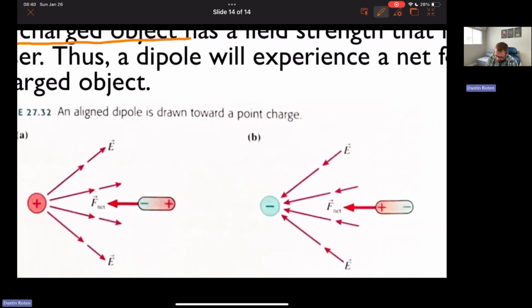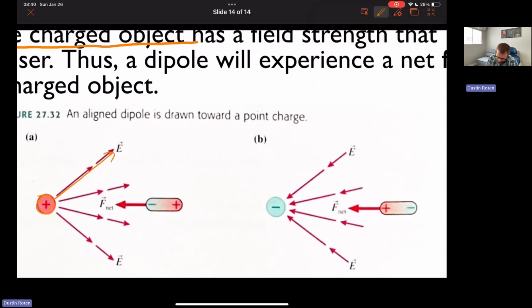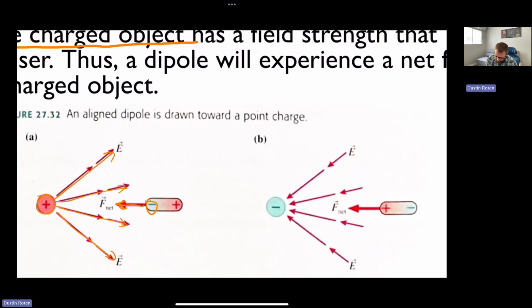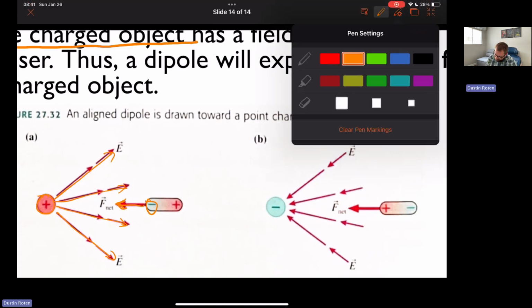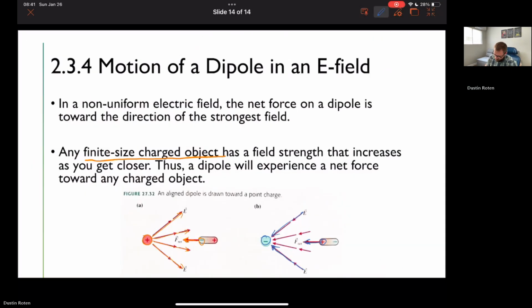And as you might expect, if you have a positive charge, you'll have your E field pointing out, which will cause your negative part of the dipole to travel in the opposite direction of the electric field toward that charge. And then on the other hand, if you have a negative charge, your electric field, of course, will point inward, which will cause your positive charge to want to go in the direction of the E field toward the negative source charge. All right, so that's pretty much everything for electric fields.